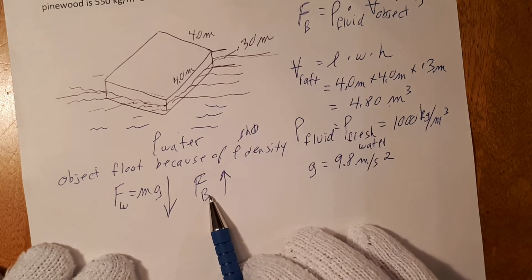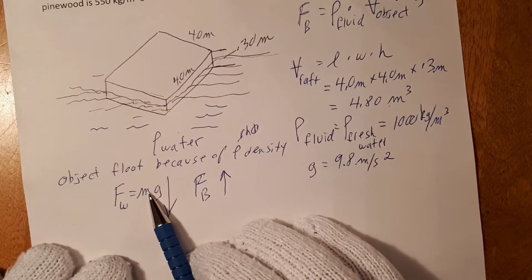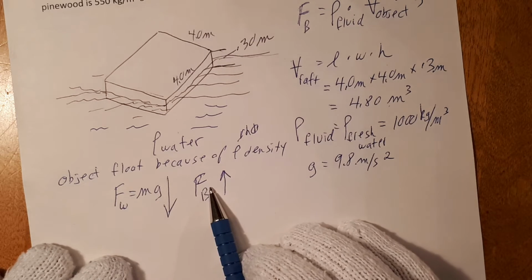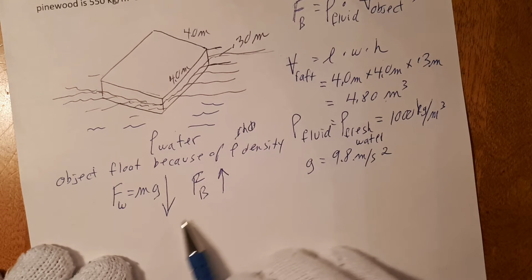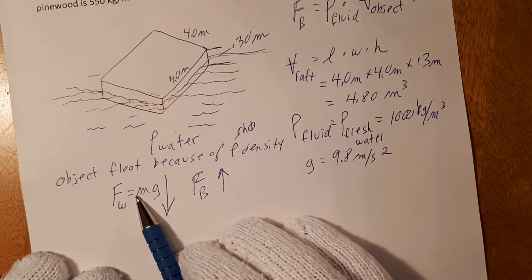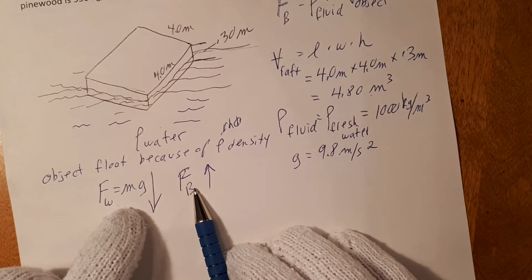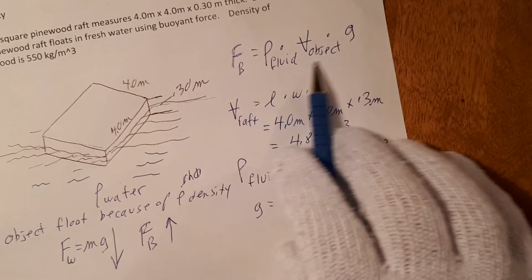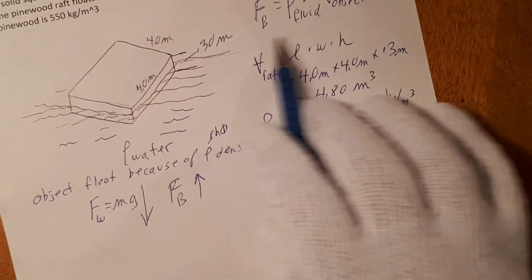If the buoyant force is greater than the weight, the object will float. If the force of the weight is greater than the buoyant force, the object will sink. So now all we need to do is calculate the buoyant force, calculate the weight, and see which one is greater to determine if this will float or sink. Having said that, we have the equation for buoyancy, the buoyant force. Let's put in the numbers now.